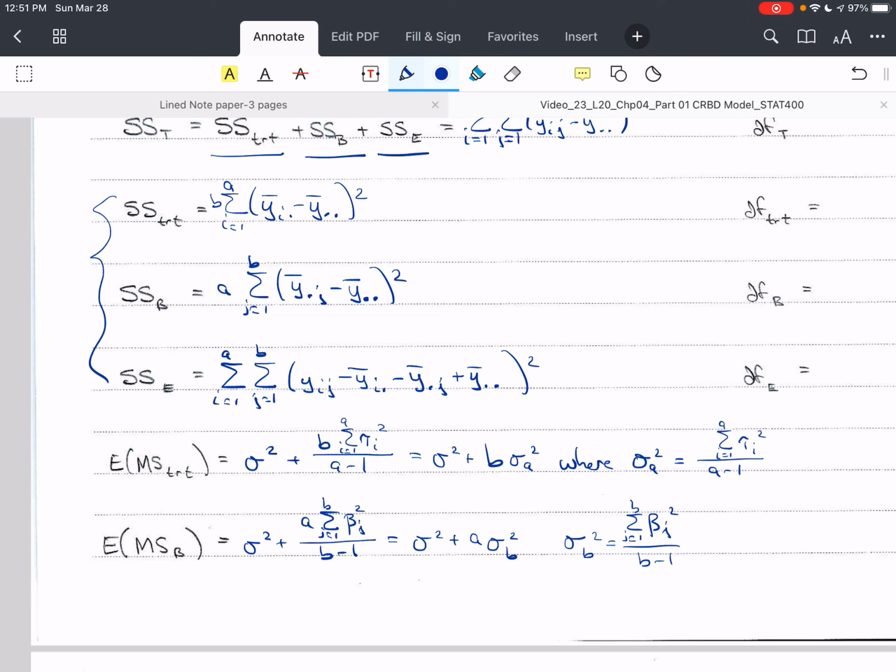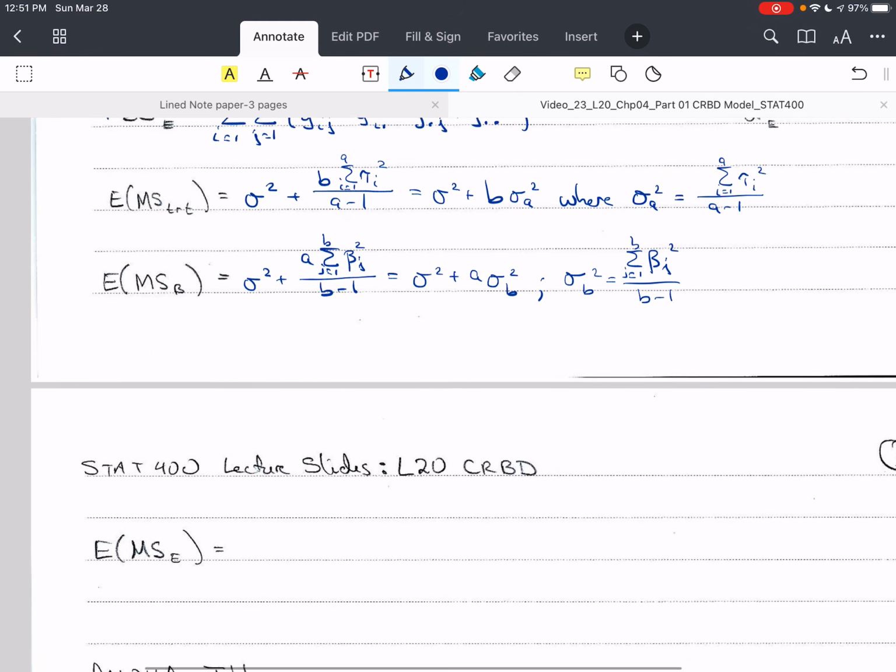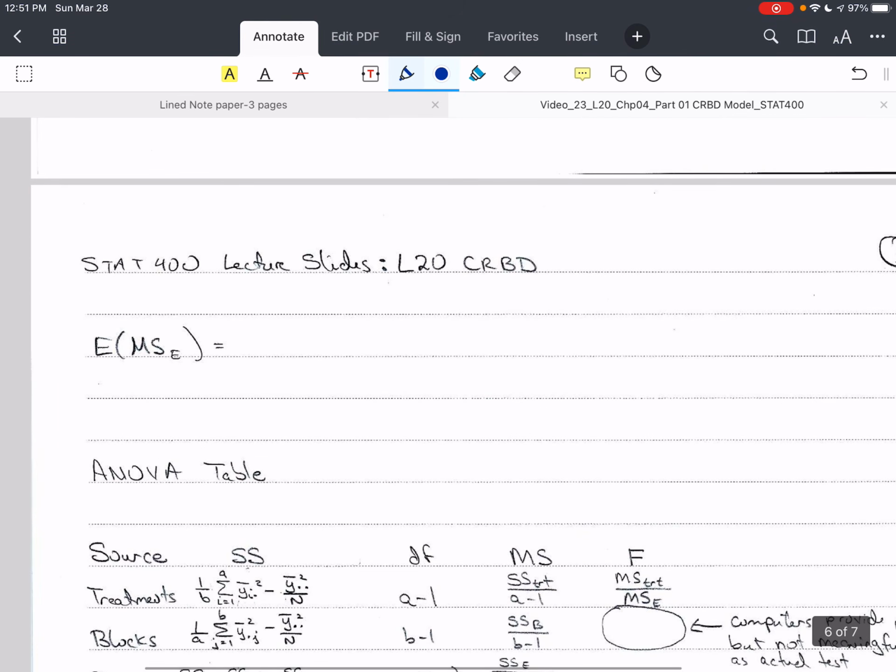Again, this is not a true variance in this case, but we're going to do this so that when we look at the random effects model next time, we'll see a similarity. Okay? And then the expected value of the mean square error is sigma squared, so it's an unbiased estimator.